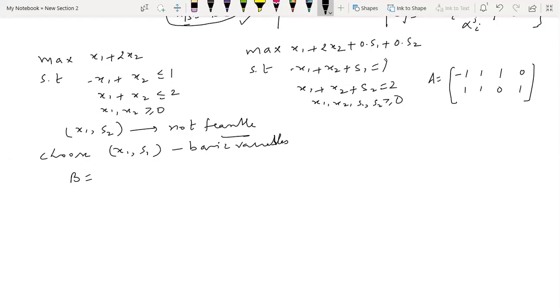So what are the columns? The first column corresponds to the variable x1, the second to x2, then s1 and s2. Since x1 and s1 are the basic variables, my column for x1 is minus 1 1, and the column for s1 is 1 0. Then we will find the inverse. The inverse of this matrix is 0 1 1 1. You can always verify your inverse by calculating that B inverse B is the identity.